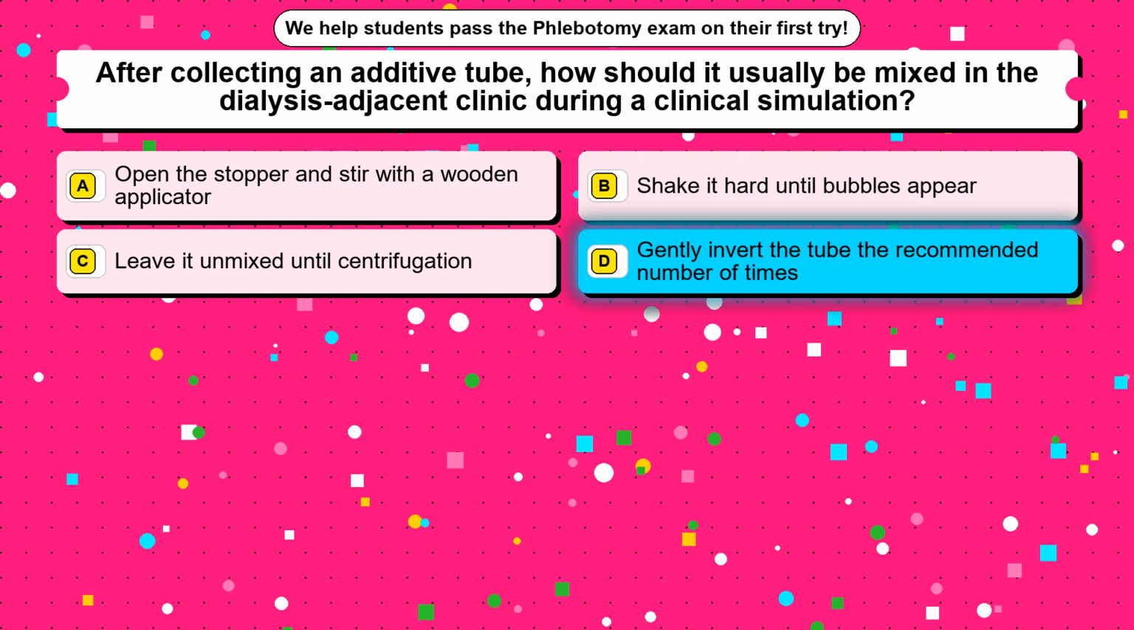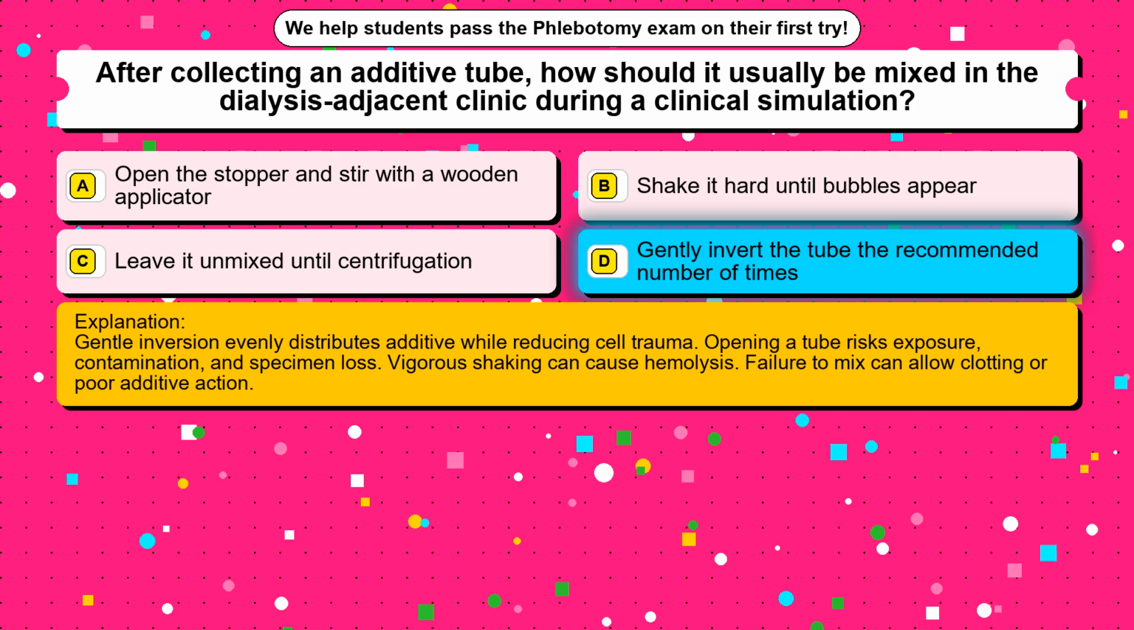Gently invert the tube the recommended number of times. Gentle inversion evenly distributes additive while reducing cell trauma. Opening a tube risks exposure, contamination, and specimen loss. Vigorous shaking can cause hemolysis. Failure to mix can allow clotting or poor additive action.